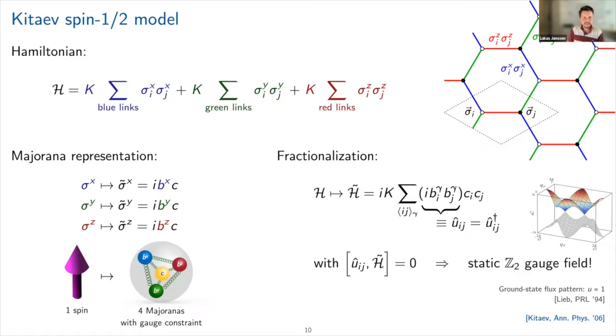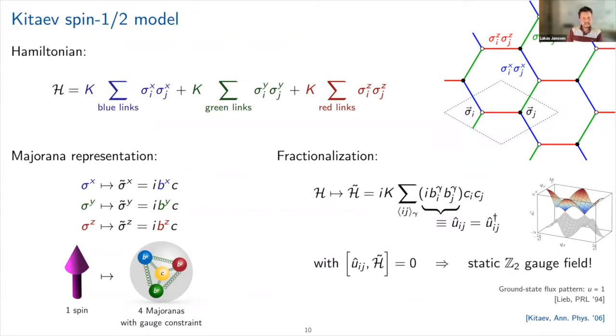So all these Uij, which are products of these bi, bj on the different bonds, where i and j are the site indices, so these live on the links, all these U operators commute among themselves and with the Hamiltonian. And that means that we have an extensive number of conserved quantities that can be simultaneously diagonalized with the Hamiltonian. And that immediately means that your problem of computing the spectrum of this Hamiltonian has become much simpler.